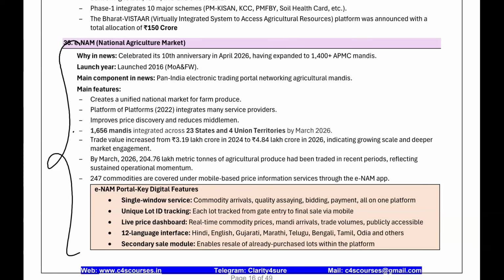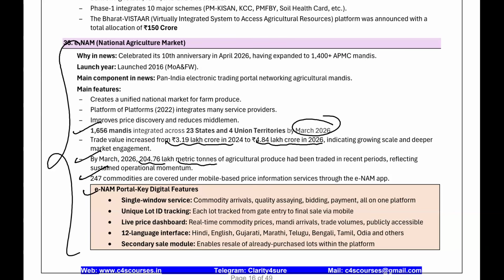कितना? ये अब डेटा याद रख लो. 1656 mandis integrated across 23 states and 4 union territories by March 2026. Are you all getting my point? Trade value has been increased from rupees 3.1 lakh crore in 2024 to 4.84 lakh in 2026. This you have to understand. By March 2026, 204.76 lakh metric tons for agriculture has been produced. 247 commodities are covered under mobile-based price information services through ENAM.